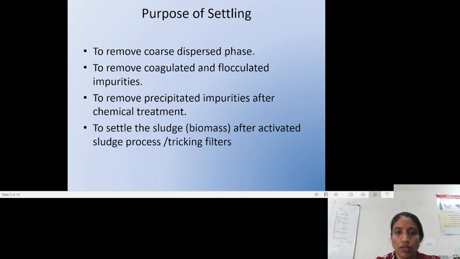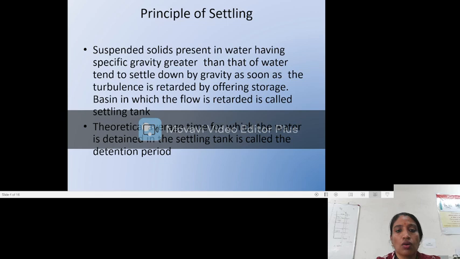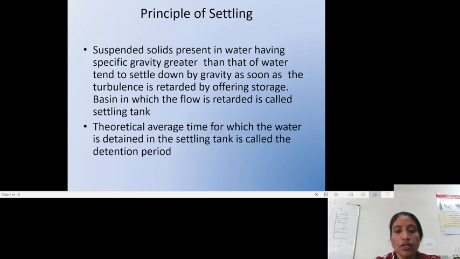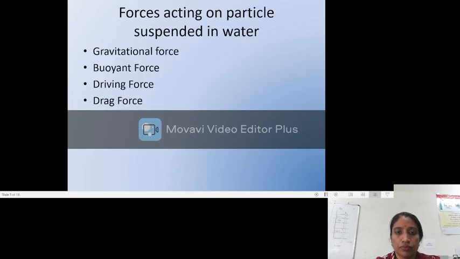Now, the principle of settling is that suspended solids, because of their weight and because of having a specific gravity greater than that of water, will settle down due to gravity. So, if the water is brought to rest, the suspended particles in it will settle down. This is the principle of settling. Now, the theoretical average time for which the water is detained in the settling tank is called the detention period.